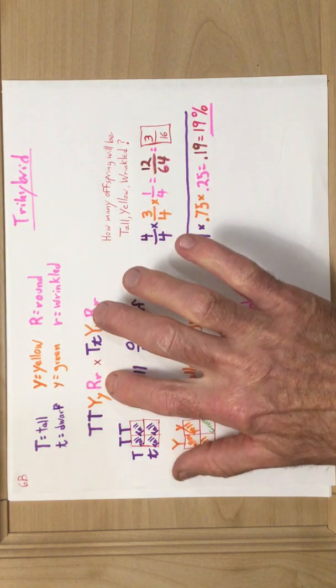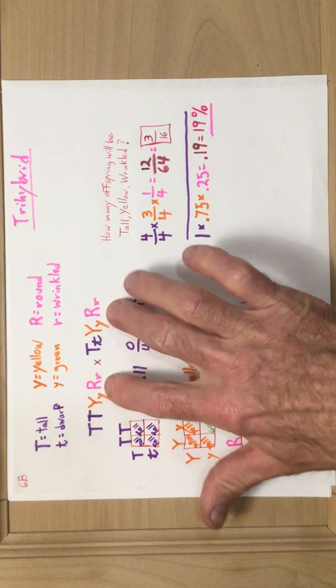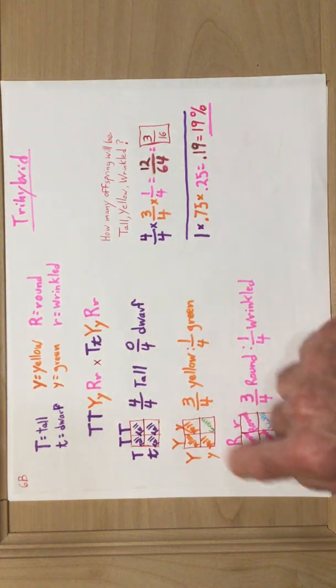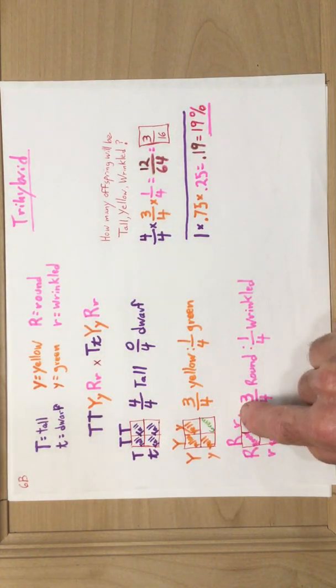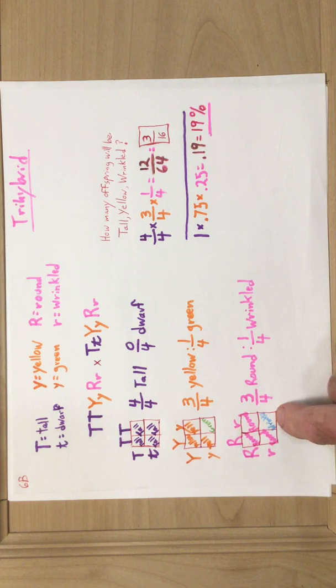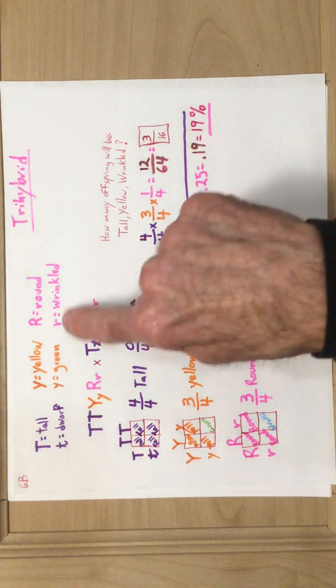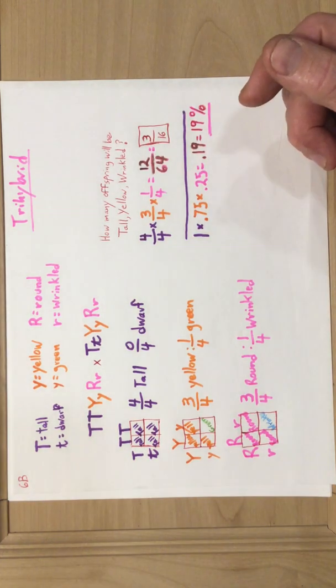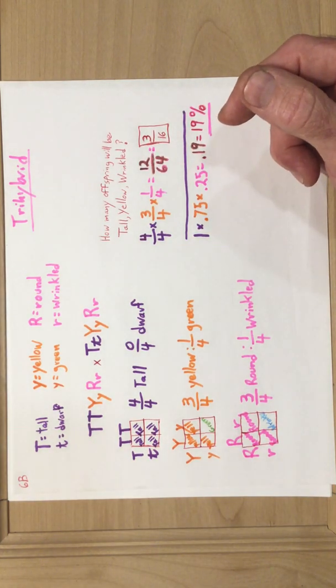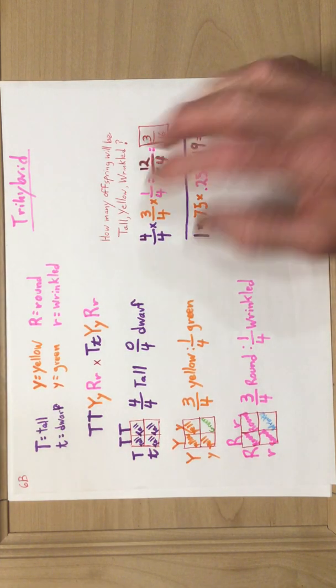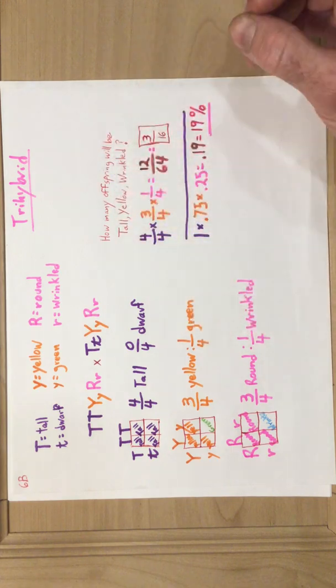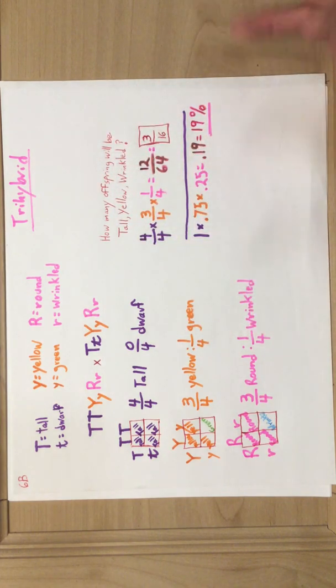Round versus wrinkled, same thing. These guys are heterozygous in both parents. And so we set up this square as big R, little r, big R, little r. There's going to be a 1/4 chance of having the wrinkled recessive trait. So the question at the end of that problem said, how many offspring will be tall, yellow, and wrinkled? Rather than having to do the whole thing, they gave you sort of an easy out, which was, okay, we'll just figure out how many are tall, yellow, and wrinkled.